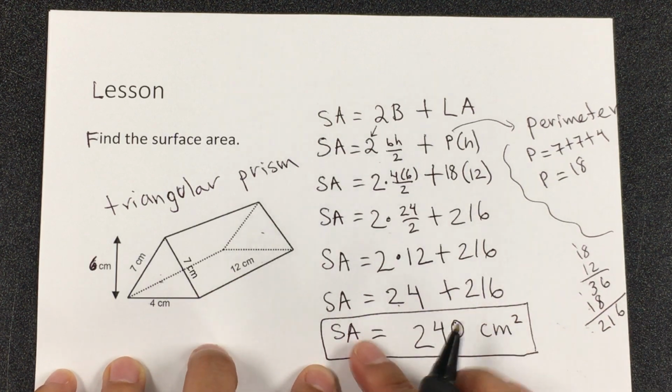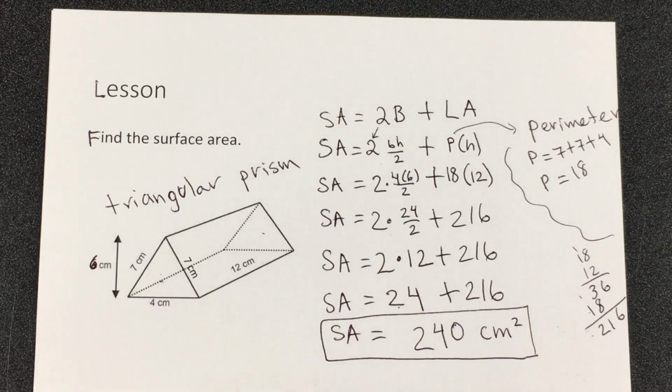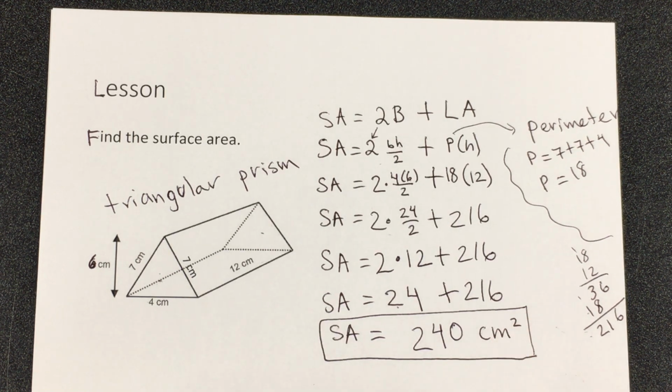Remember that area is always squared, okay? It doesn't matter if it's just the area of one figure, if it's complex areas, or if it's surface areas, all of them are always going to be squared.